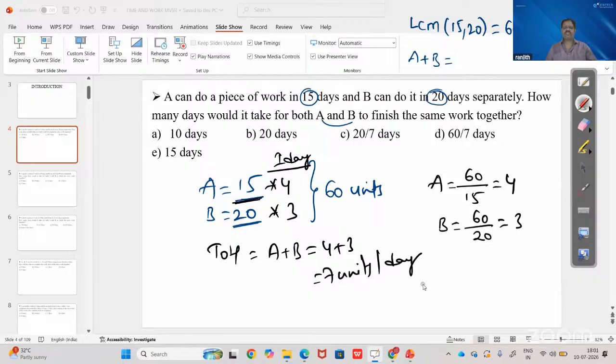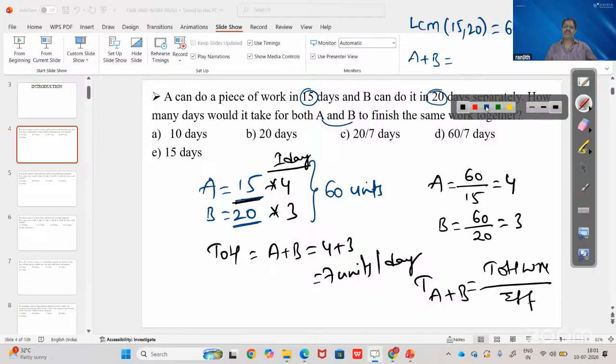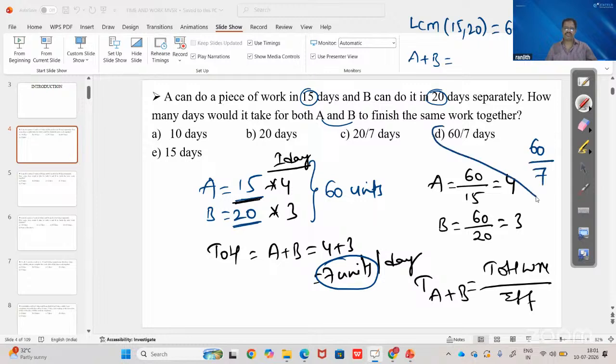Then finally it is asking in how many days A and B together can complete the work. That is total work by efficiency of A and B, where total work will be equal to 60 and the efficiency of A and B equal to 7. So the answer equal to 60 by 7. In how many days can these two complete the work? In the sense, 60 by 7 days, these two can complete the total work.